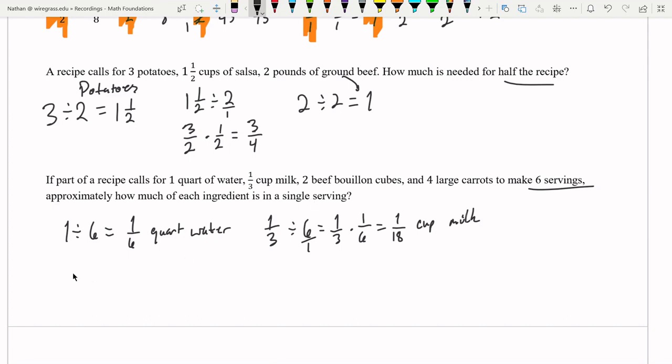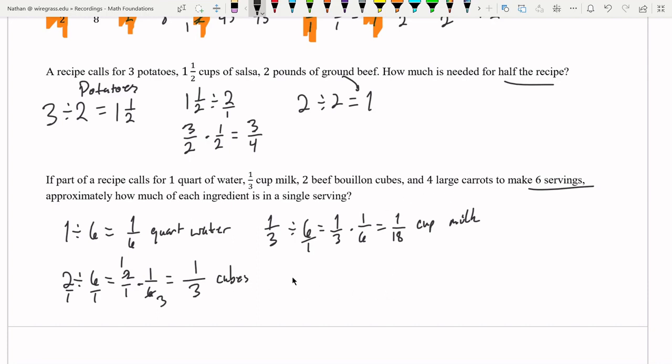2 cups beef bouillon is going to be 2 divided by 6, or 2 over 1 times 1 over 6. I can cross cancel by 2. Going straight across, 1 over 1 times 3 is 3. So 1/3 cup of bouillon.